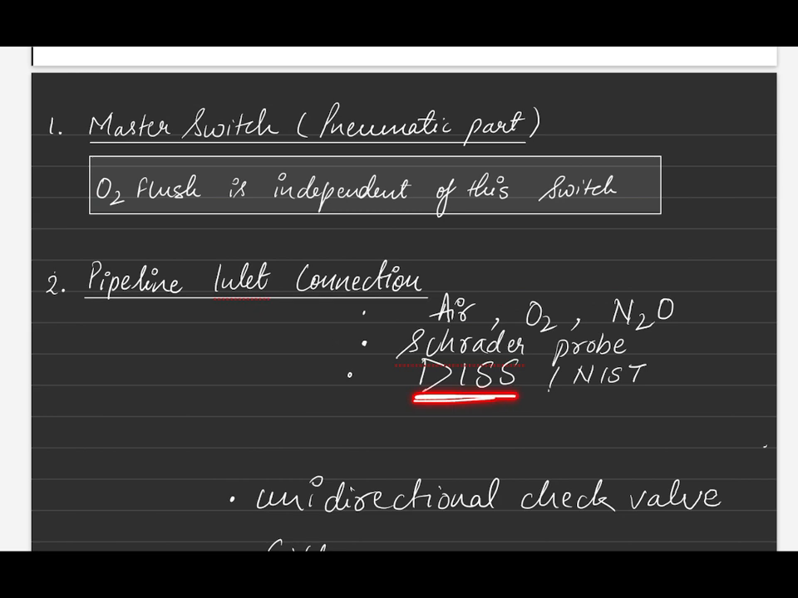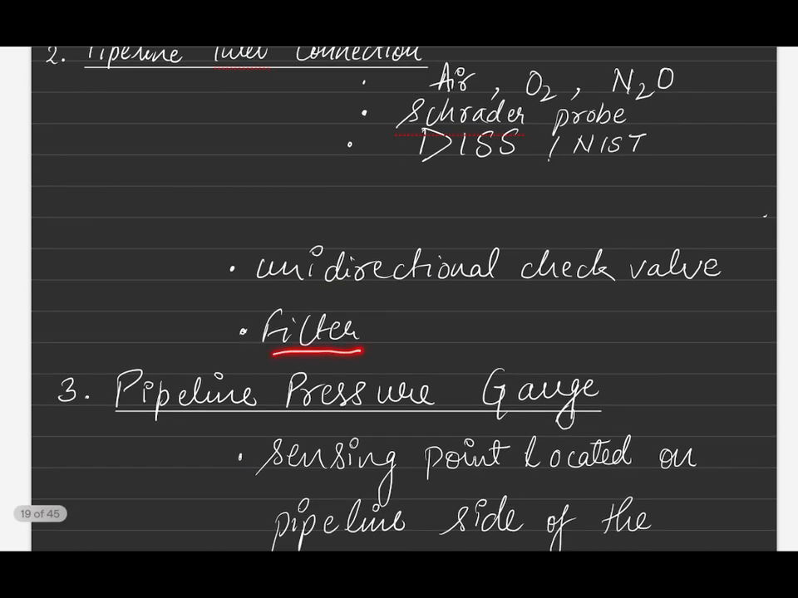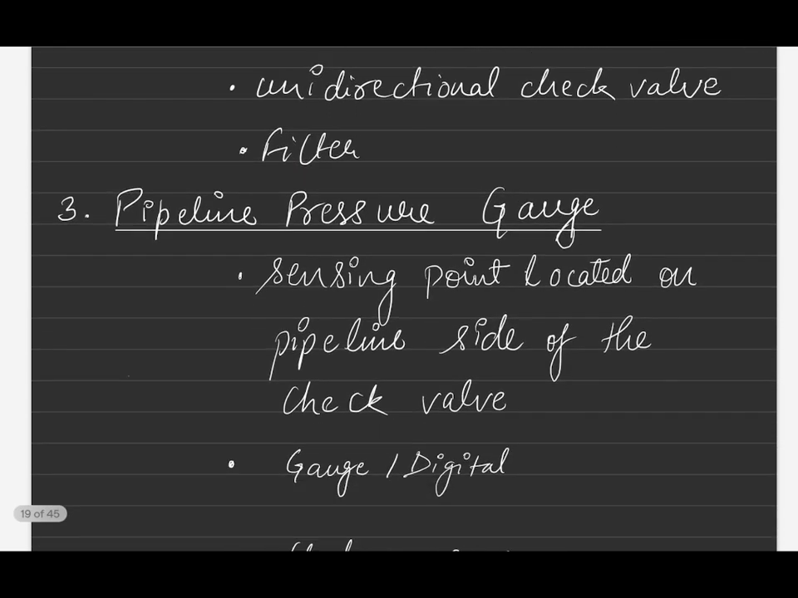One is diameter index safety system, in which there are different diameter inlets for each gas. Then we have non-interchangeable screw threads. These are the safety features. Pipelines have unidirectional check valve to maintain flow in one direction only, and filter as a safety feature. After pipeline inlet connections, we have pipeline pressure gauges. Pipeline pressure gauges measure the pipeline pressures.